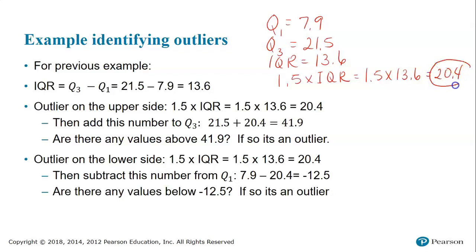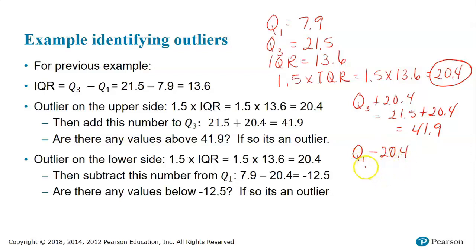Okay, this value is important because I'm going to take the third quartile and add that 20.4 to it. So I'm going to have 21.5 plus 20.4, and that's going to give me 41.9. Anything larger than 41.9 in our data set is going to be considered an outlier. I'm going to look on the bottom side by doing the first quartile minus that same 20.4. So that's 7.9 minus 20.4, and that's going to give me negative 12.5. So anything lower than negative 12.5 is going to be considered an outlier.